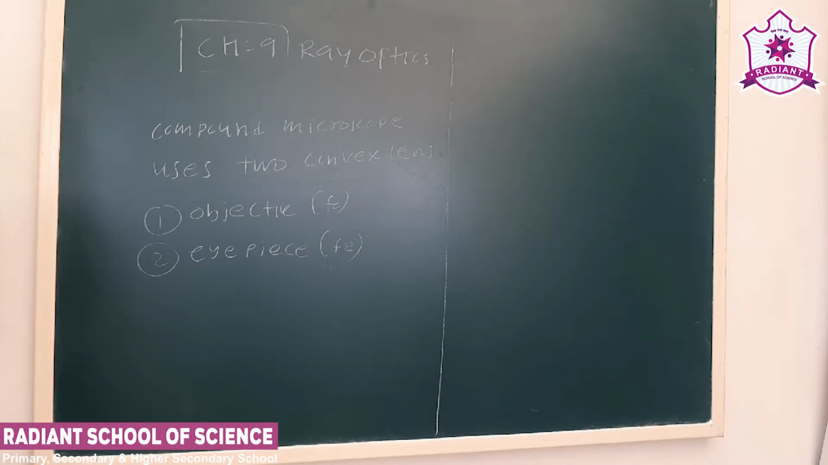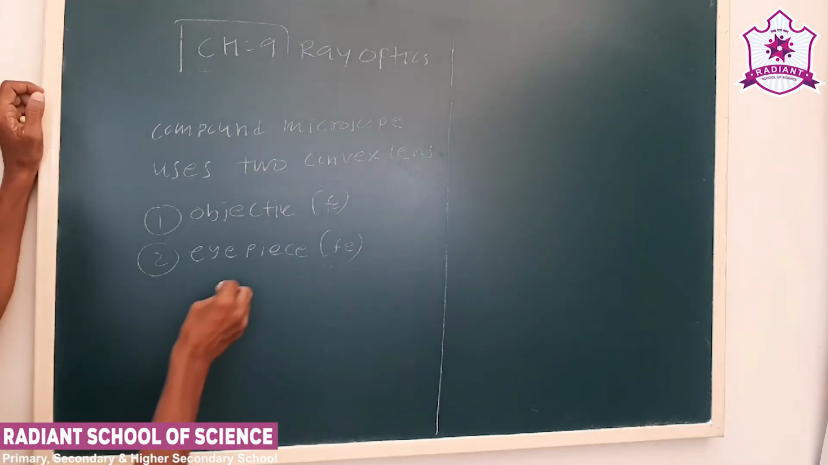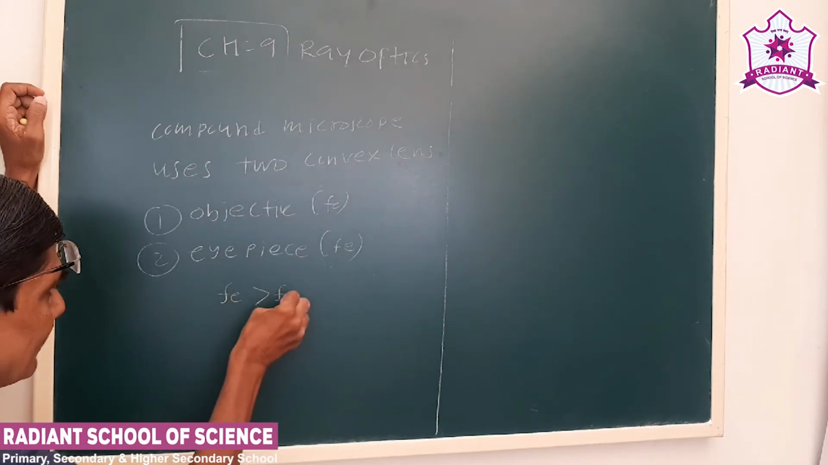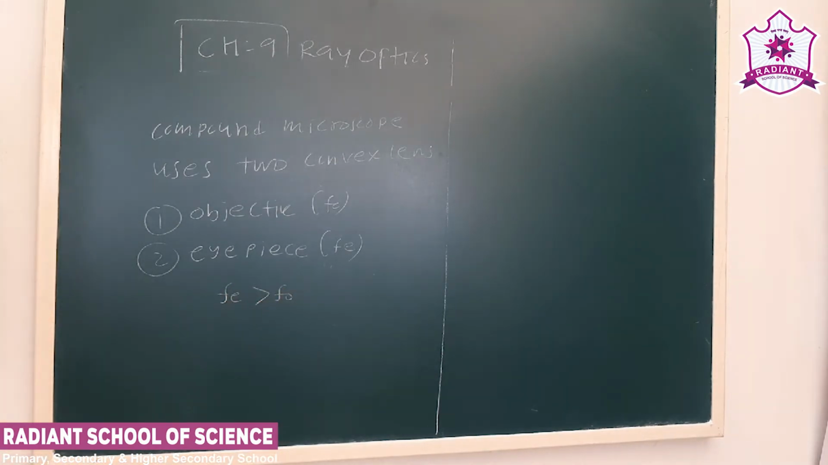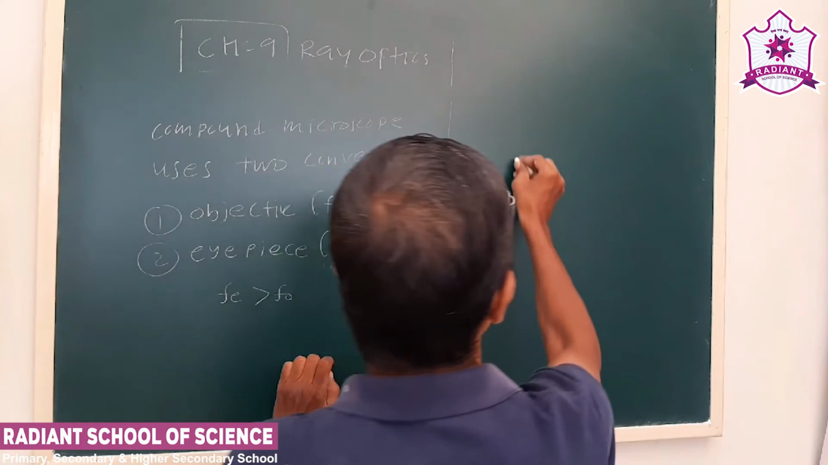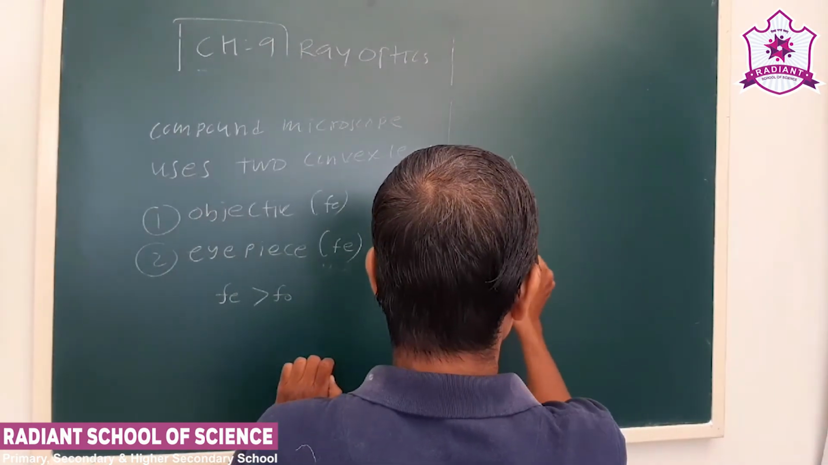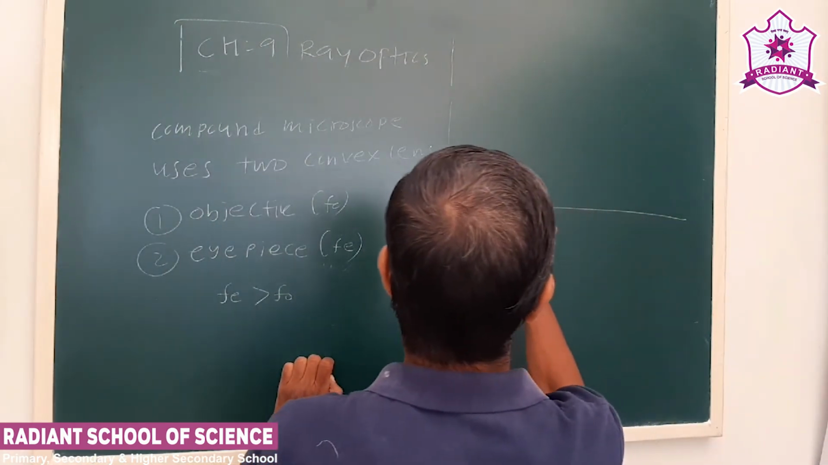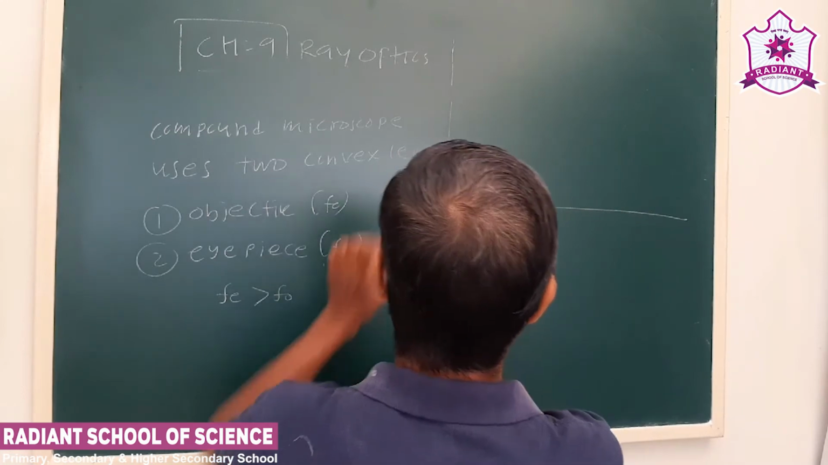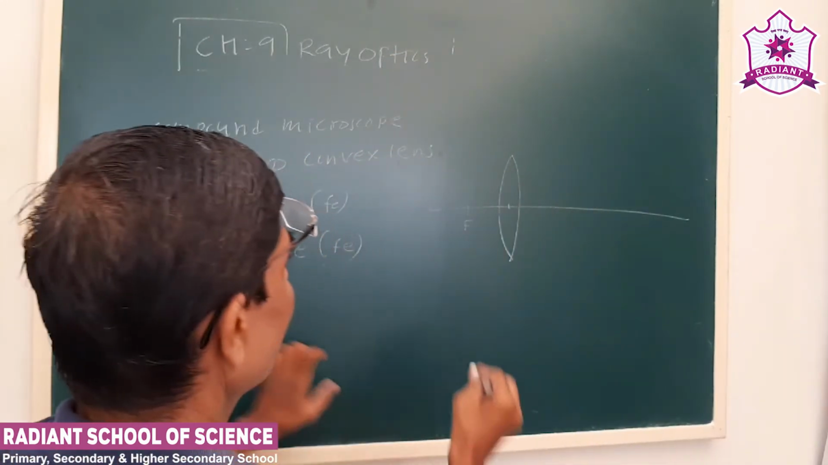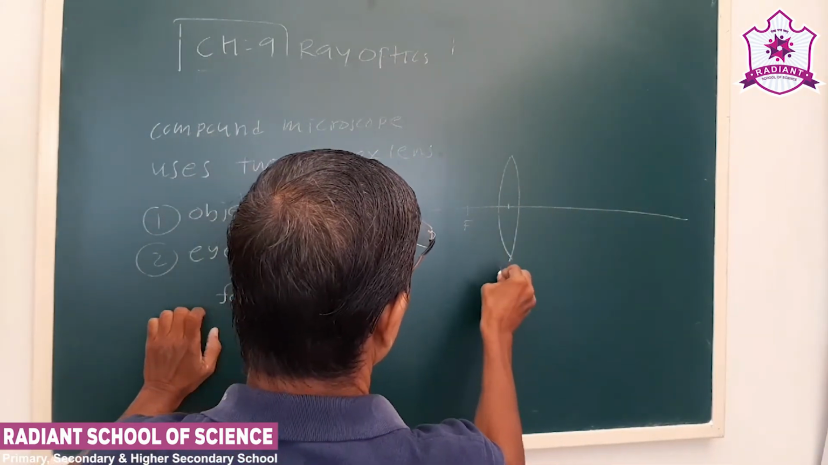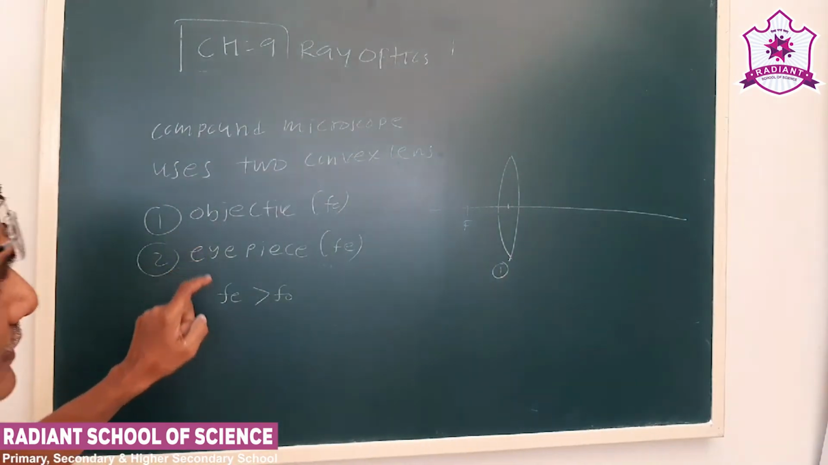Now in a compound microscope there are two lenses. One is the objective, which has a focal length f0, and eyepiece, which has a focal length fe. Now see, in a compound microscope, fe is greater than f0. Now let us say here we have two lenses. One is the objective, lens 1, and second lens be eyepiece.